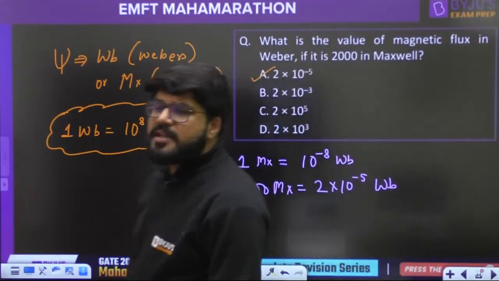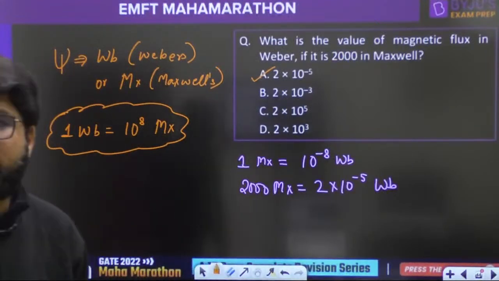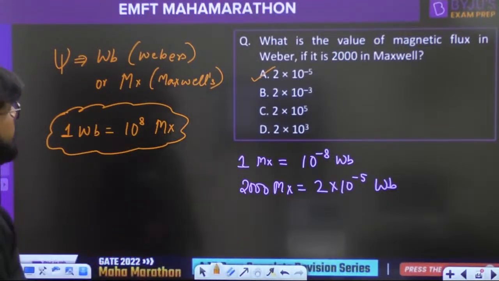Right, Darshana, Tesla is the unit for flux density, not for flux. Tesla is 1 Weber per square meter.